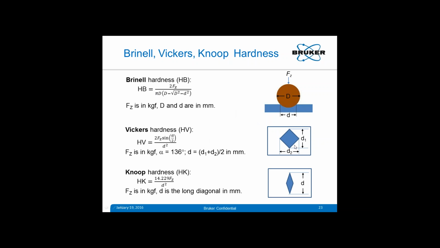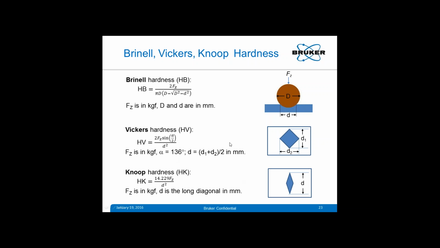The indent looks like a square prism, and we measure the diagonal of this and take an average value. There may be tilt or some other kind of uncertainties. To deal with the uncertainty, we just take the measurements of these two diagonals, take an average, and use this formula to calculate, where 136 degrees is the included angle of these two surfaces of the indentation.